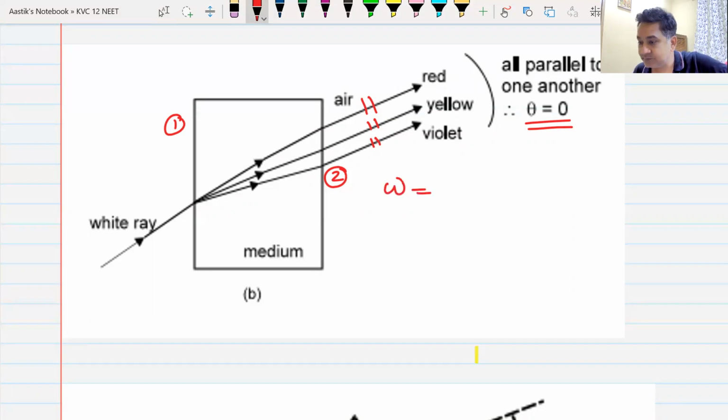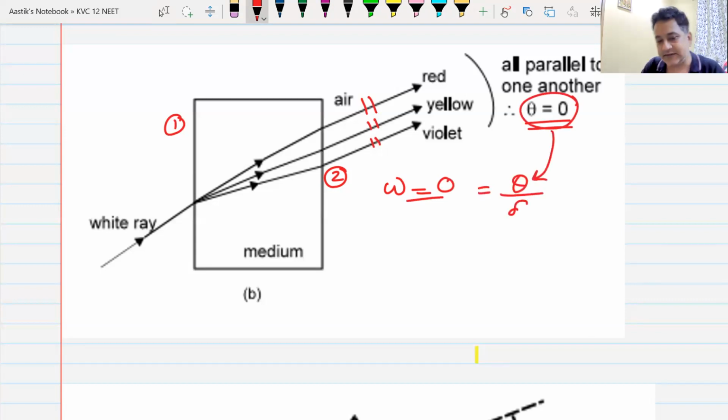Omega for this? And the answer is right there in front of your eyes. I have also underlined it. Sir, is it zero? Are you asking me or are you telling me? It is zero because there is no angular dispersion, my dear friends. Dispersive power is theta divided by delta. This theta is zero. Glass prism cannot do dispersion. Do we understand this, bacha?